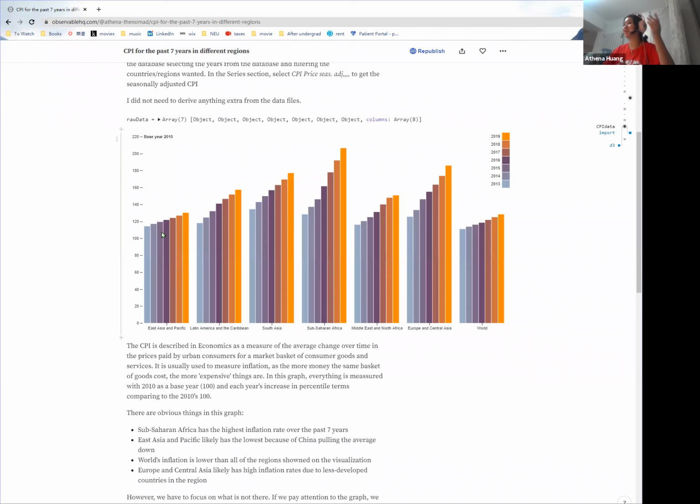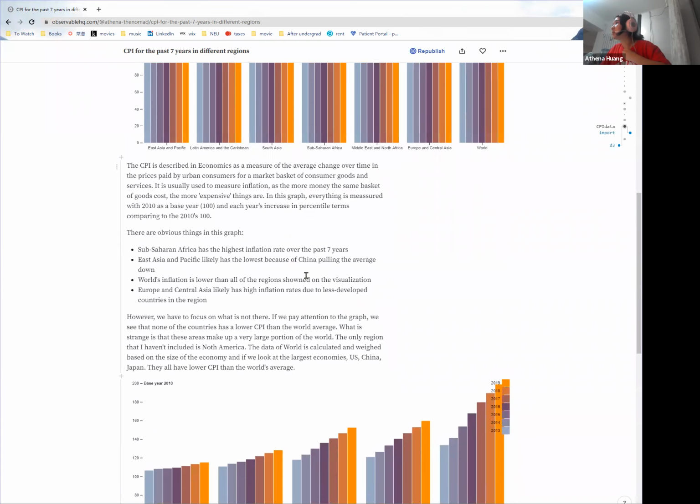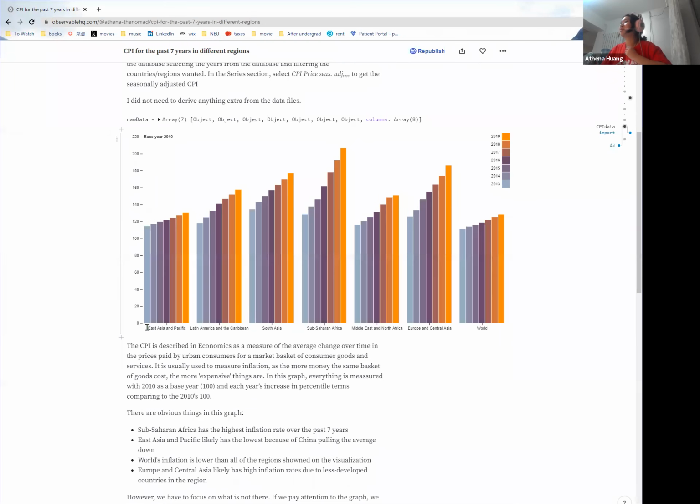Obviously, it is going up every year because inflation is a natural thing that happens in economics. But here, what we don't see is the graph of North America. The rest of the world is basically all here except for North America. And that just makes me wonder if income has to do with inflation.